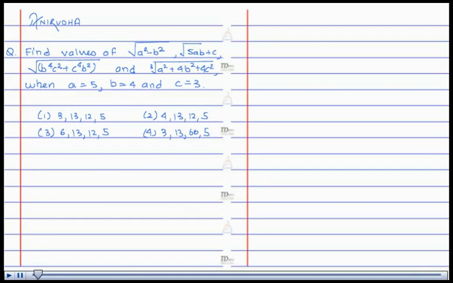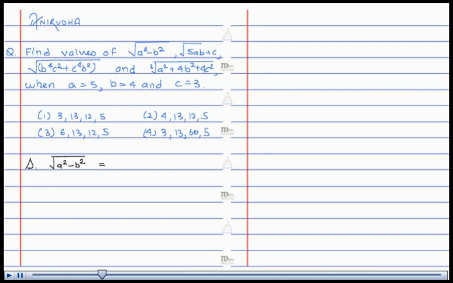Hello, I am Anirudh. The question is find values of under root a square minus b square, under root 5ab plus c, under root of b power 4 c square plus c power 4 b square, and cube root of a square plus 4b square plus 4c square when a is equal to 5, b is equal to 4 and c is equal to 3. Let's see the solution.